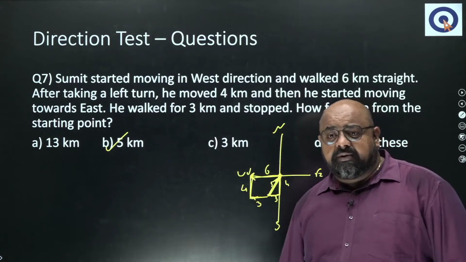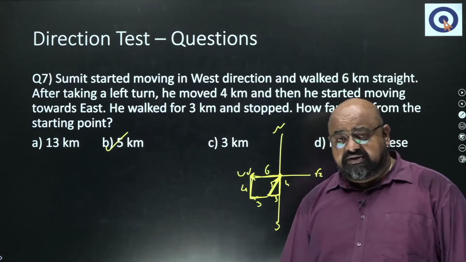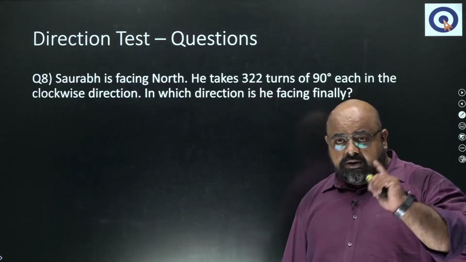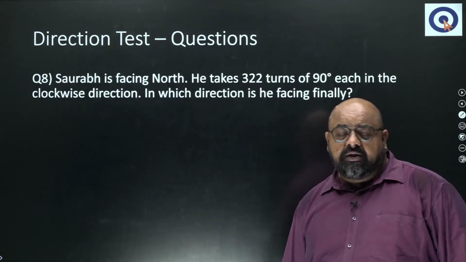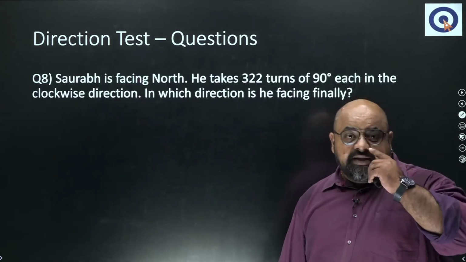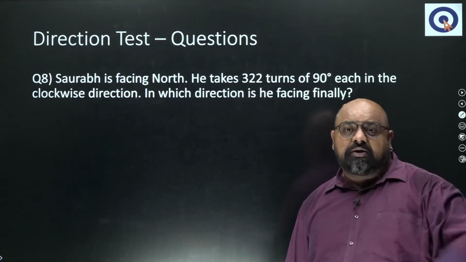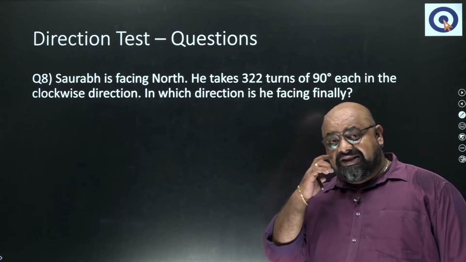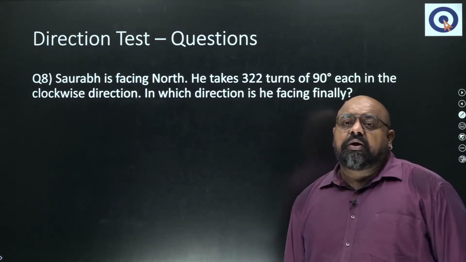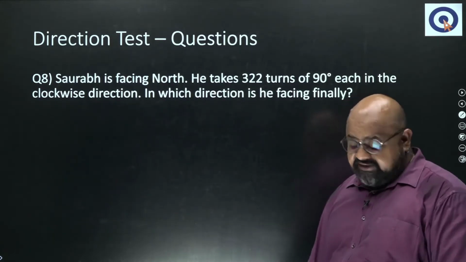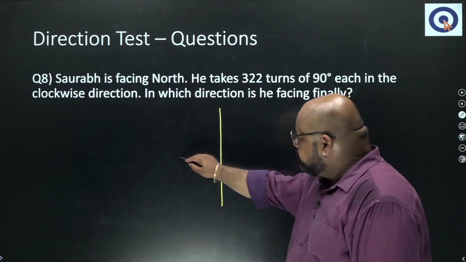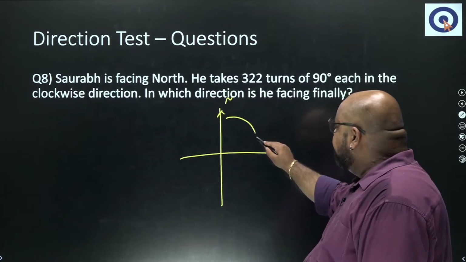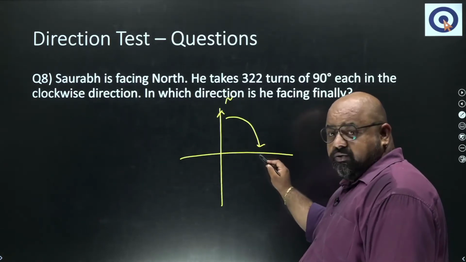Direction test is a high probability question, and if it does come, it is a question that typically should be attempted, right? The relative thing, or again directions changing, says Saurabh is facing north. He takes 322 turns of 90 degree each in the clockwise direction. In which direction is he finally facing? He's facing north. He starts turning. So every time he turns 90 degree, he'll go east.